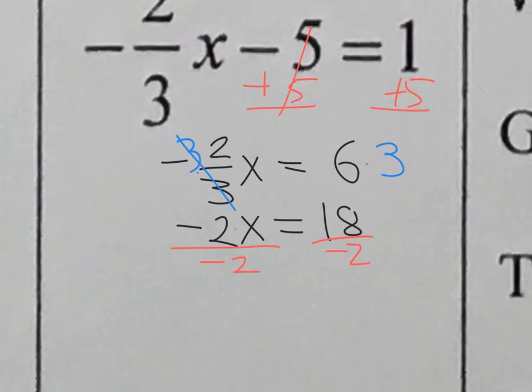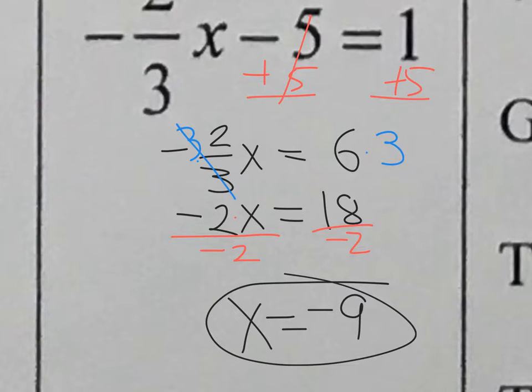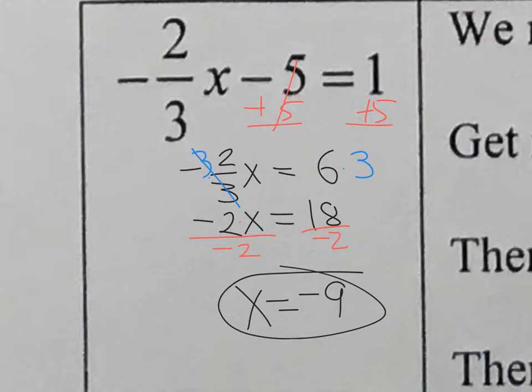So my answer is x equals negative 9. That's my answer. 18 divided by negative 2 is negative 9.